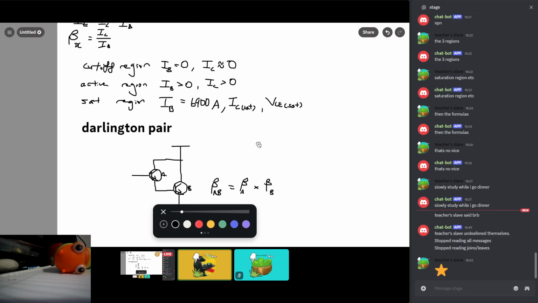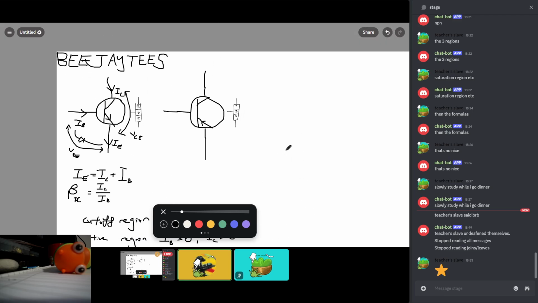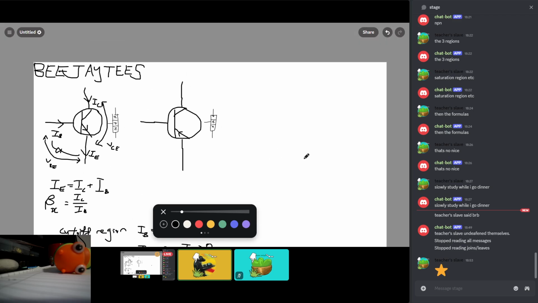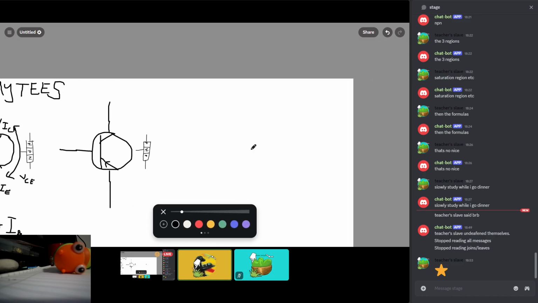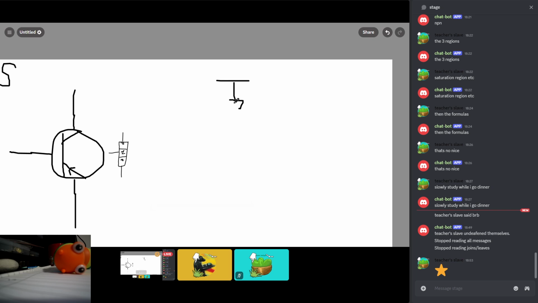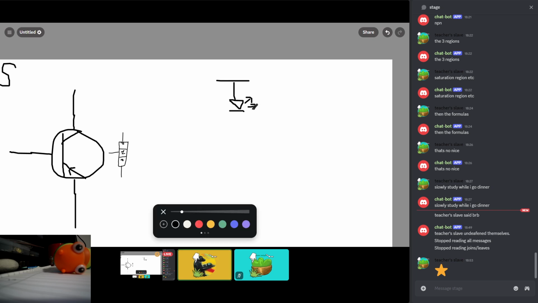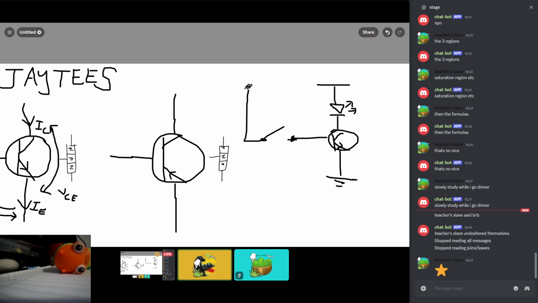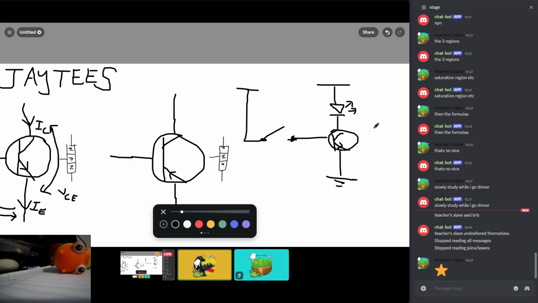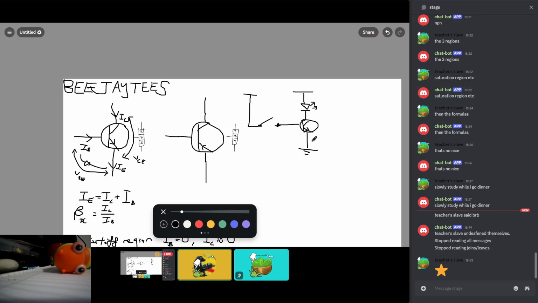And okay, stupidly, I forgot to mention what a transistor is mainly used for. Crazy. So a transistor is used as a switch. Let me give you a simple scenario. It's an LED, BJT, ground, and power. So this is an example of using a BJT as a switch.